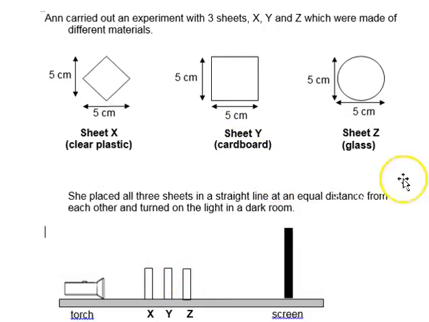Therefore, the shadow on the screen behind sheet Z will never be of circular shape, because the square in front of it has blocked everything.